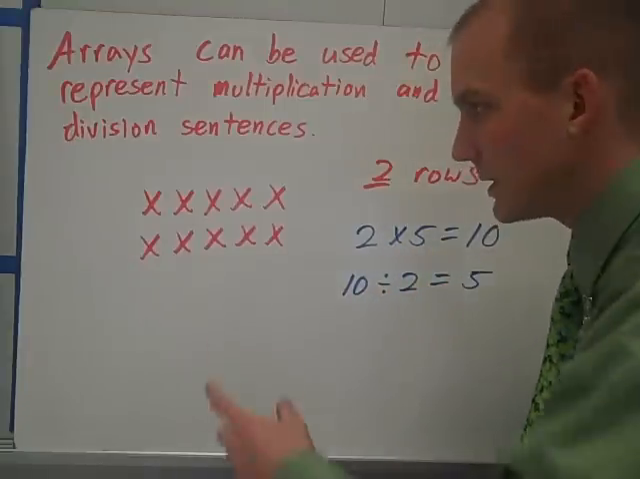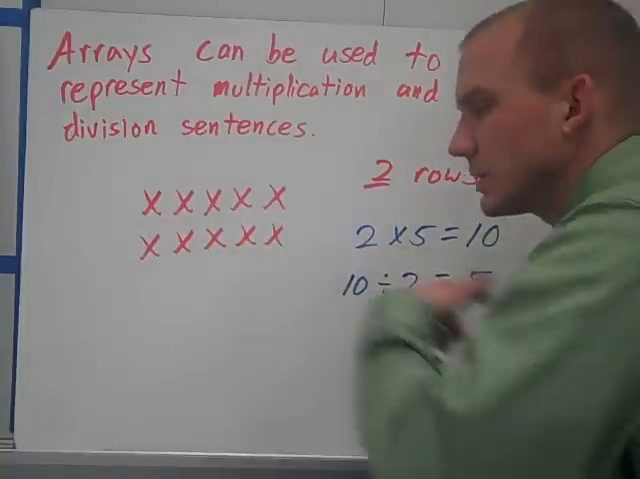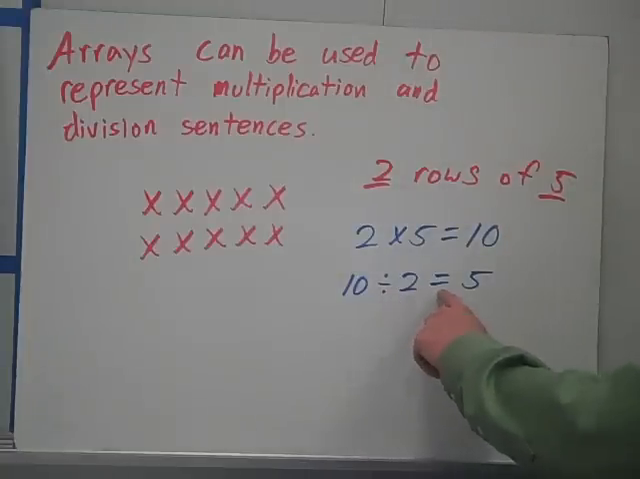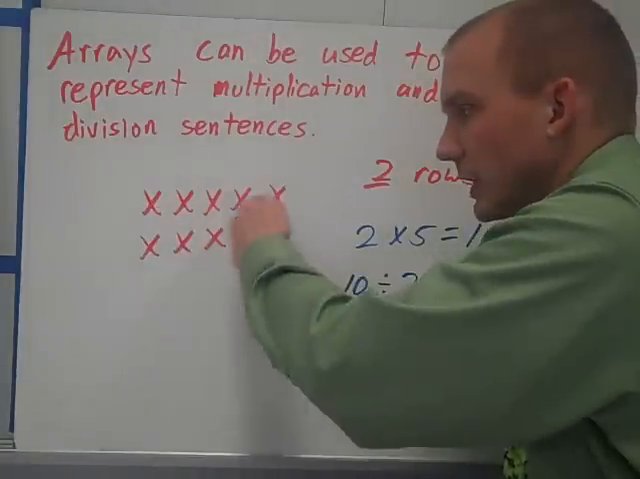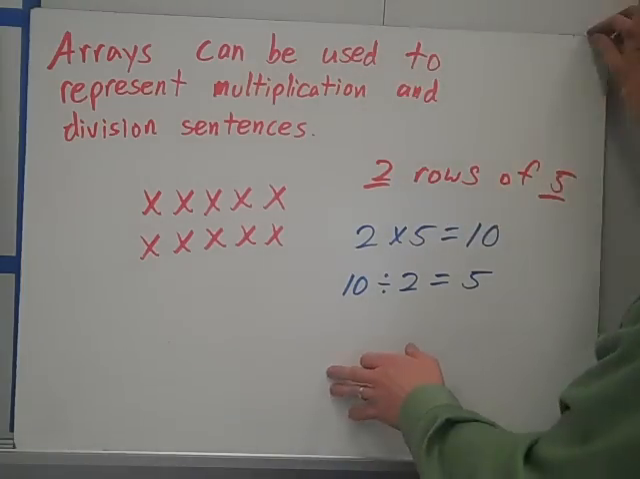And the division sentence is where you take the whole amount, 10, and divide it amongst the number of rows, divided by 2, and you equal the number in each row. So 10 divided by 2 equals 5.